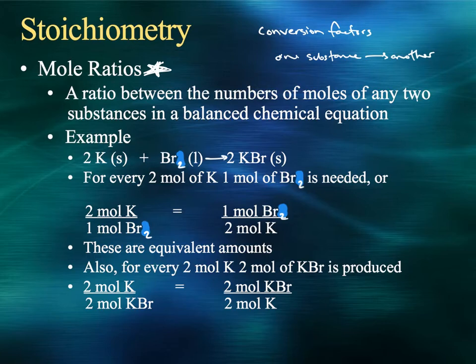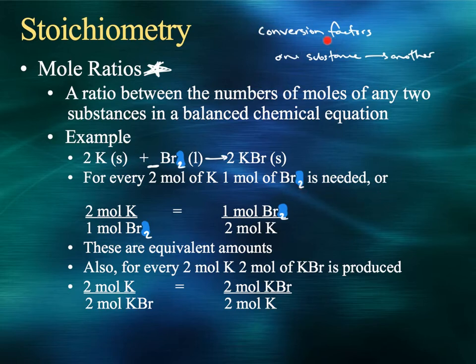So if we take the example here of this reaction with potassium reacting with liquid bromine, remember it's diatomic, so it's Br2, yielding 2 potassium bromide. That's a solid, it's a salt. For every 2 moles of potassium, 1 mole of bromine is needed, Br2. Remember, if there is no coefficient there, that is simply a 1. So for every 2 moles of potassium, you need 1 mole of bromine.